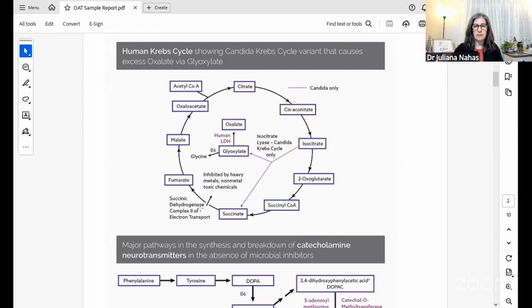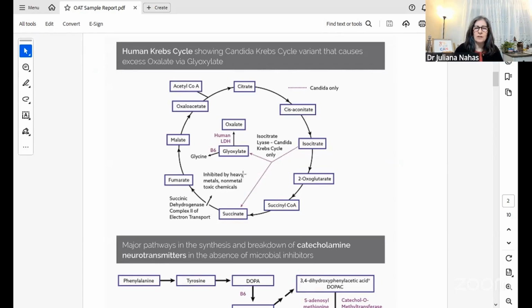enzyme, succinic dehydrogenase complex 2, in the electron transport chain, then we may have an elevated succinate level on our tests, right? And so knowing that, we may also see that malate or fumarate or oxaloacetate may be low because everything's backing up. It's like having a wreck on the highway or the beltway, right? Everything behind that wreck is going to back up. So you'll have elevated markers here, but lower markers down here.